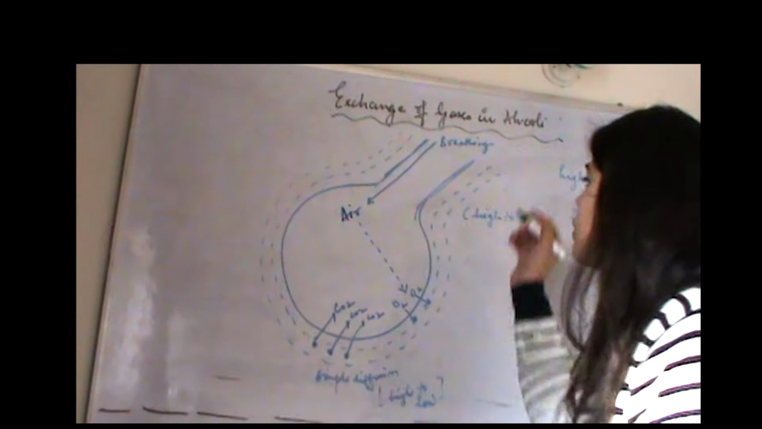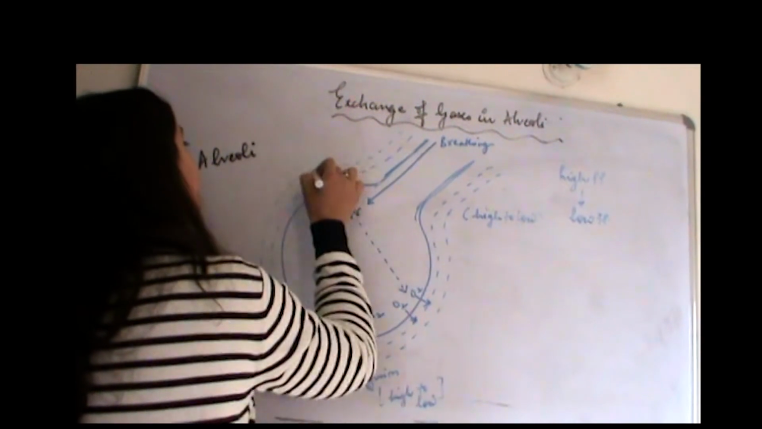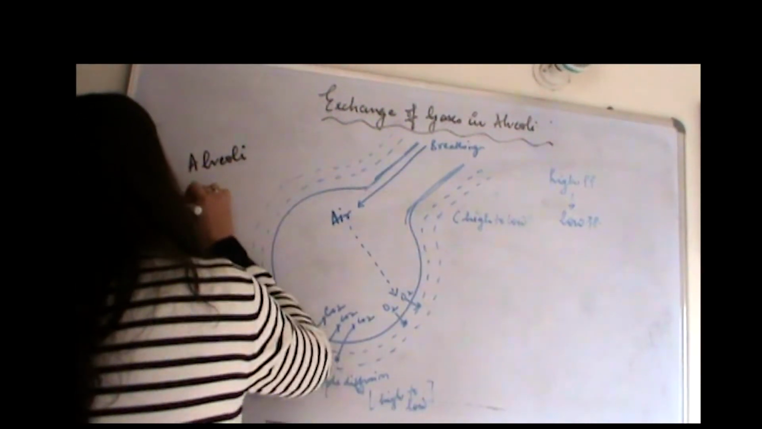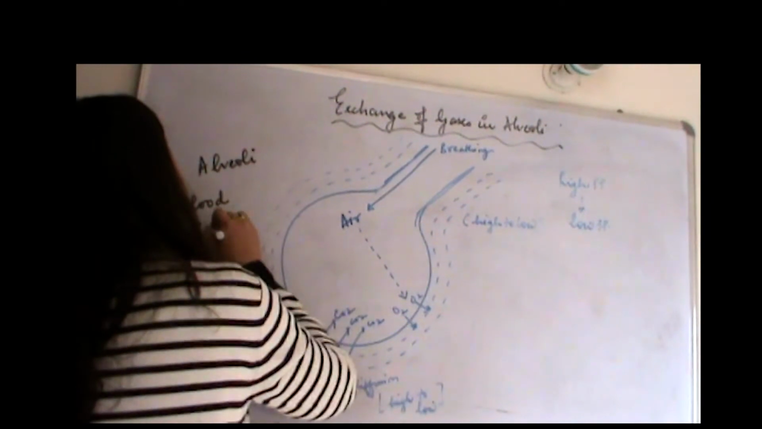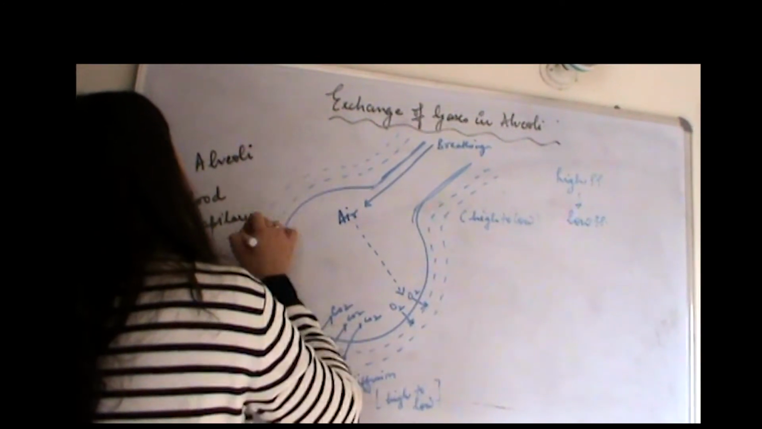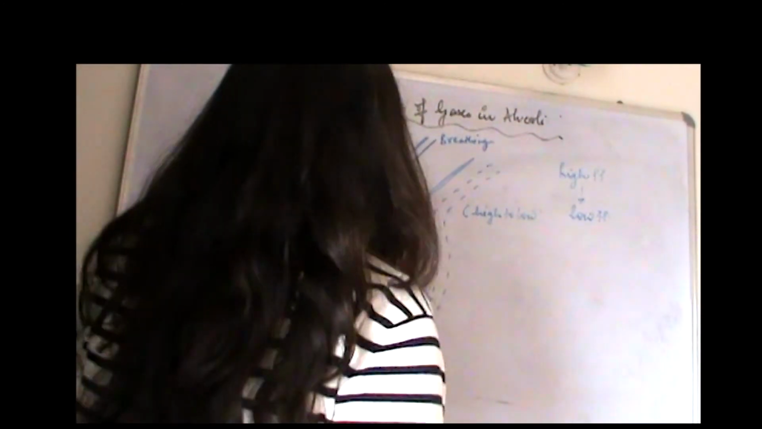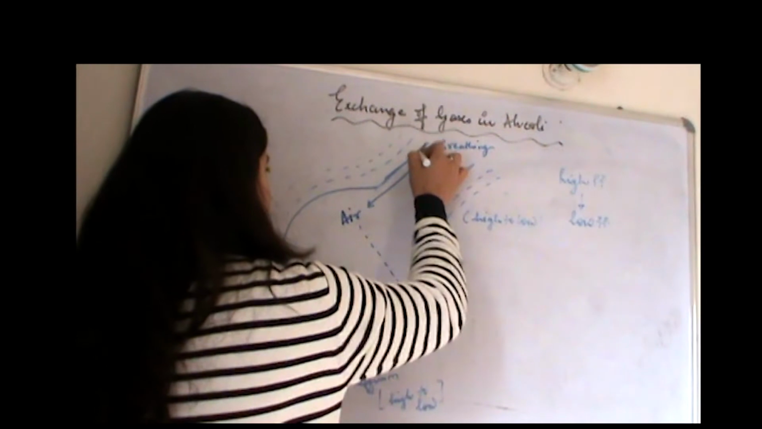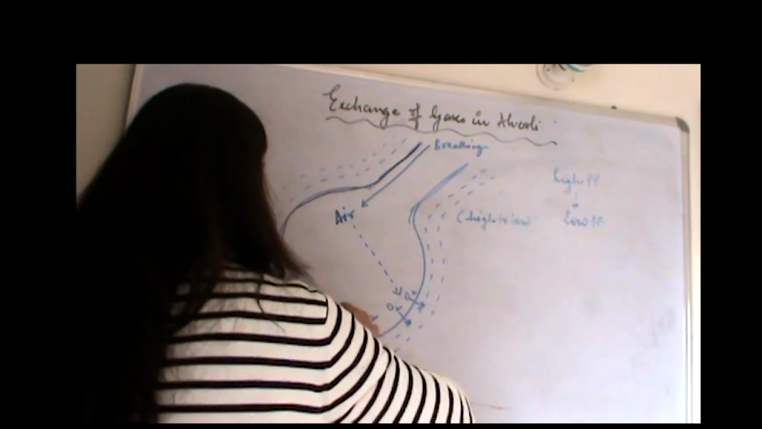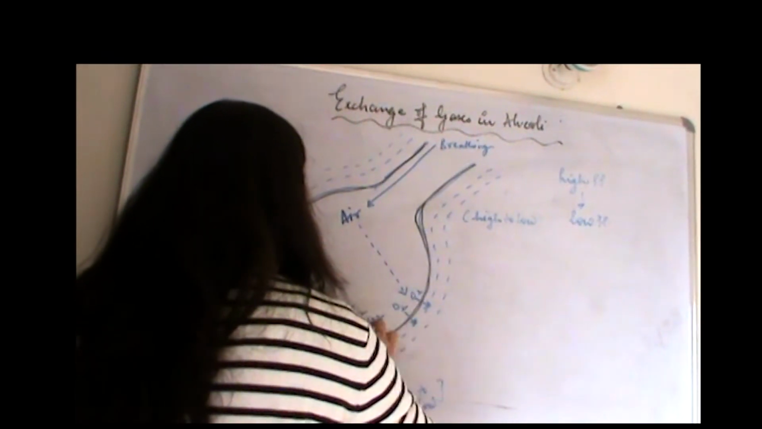So this is the picture of a single alveolus, which is surrounded by these dotted structures, the blood capillaries. I will be writing all the points side by side because I need space. This is the alveolus, and it is a very thin structure through which gases can easily be exchanged.